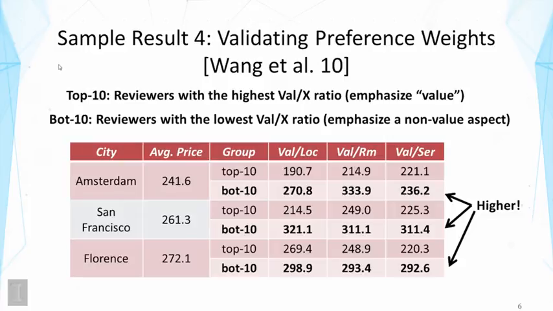And this provides some indirect way of validating the inferred weights. It just means the weights are not random, right? They are actually meaningful here. And in comparison with the average price in these three cities, you can actually see the top 10 tend to have below average price, whereas the bottom 10, where they care a lot about other things like service or room condition, tend to have hotels that have higher prices than average.